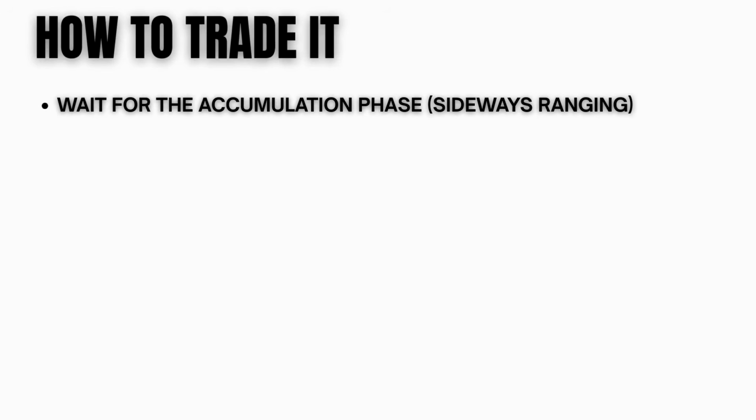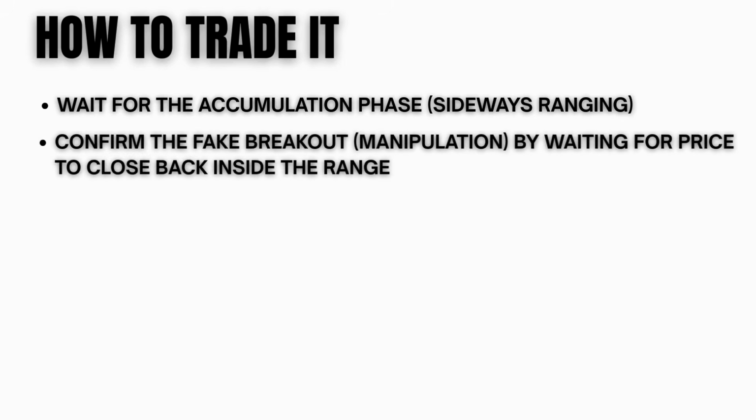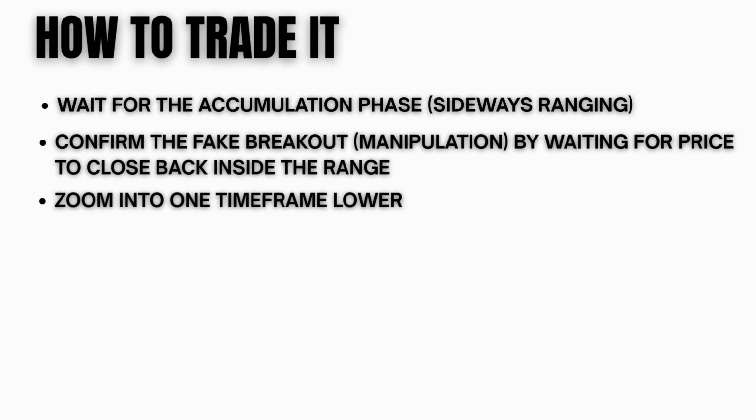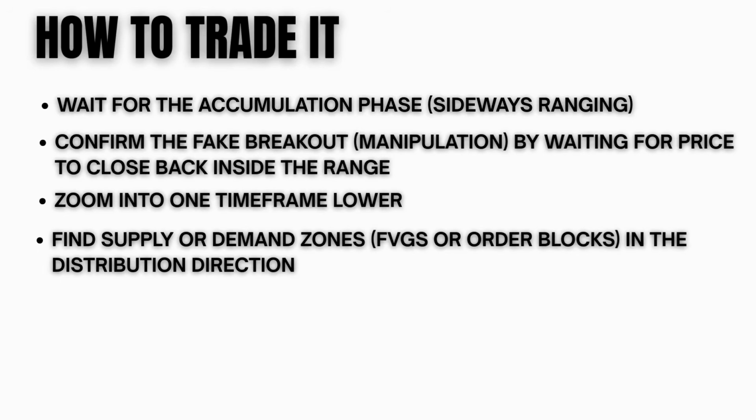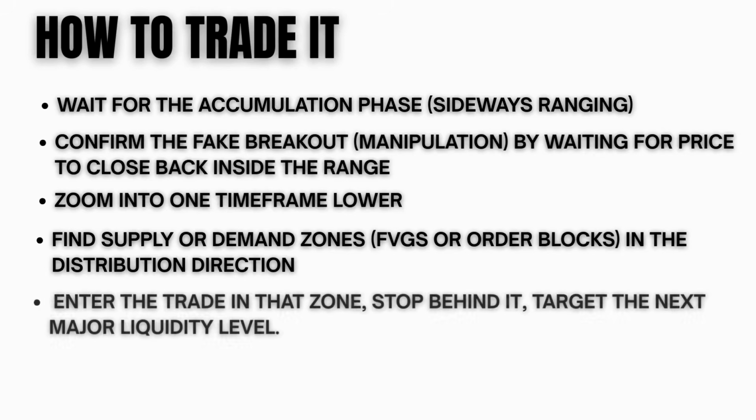How to trade it? Wait for the accumulation phase, sideways ranging. Confirm the fake breakout, manipulation, by waiting for price to close back inside the range. Zoom into one time frame lower, find supply or demand zones, FVGs or order blocks, in the distribution direction. Enter the trade in that zone, stop behind it, target the next major liquidity level.